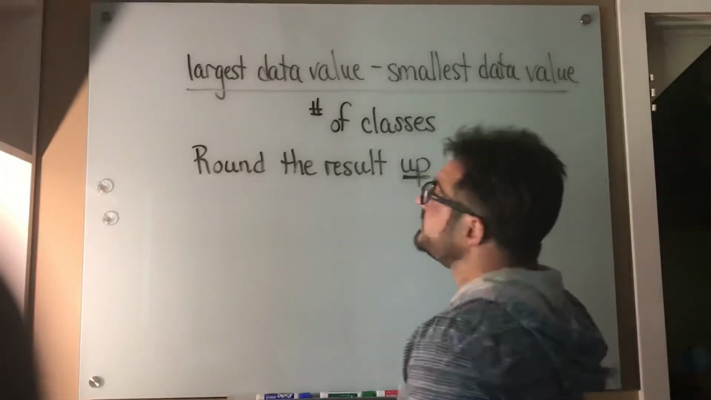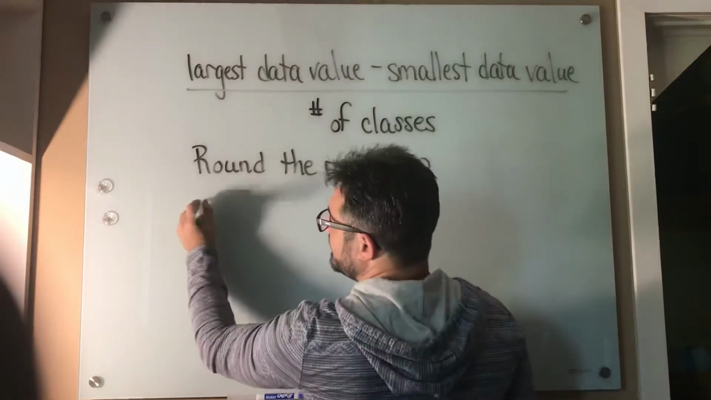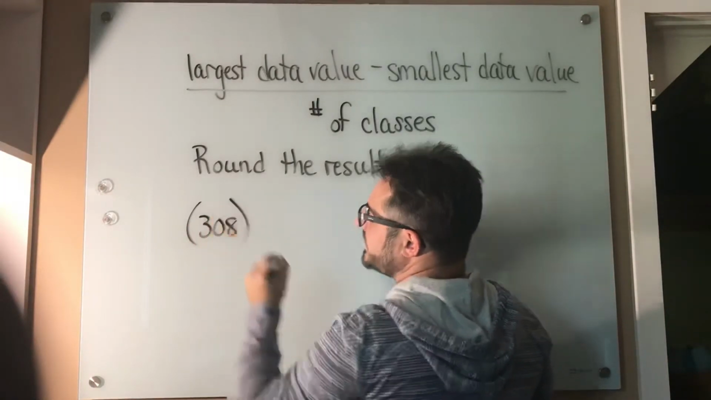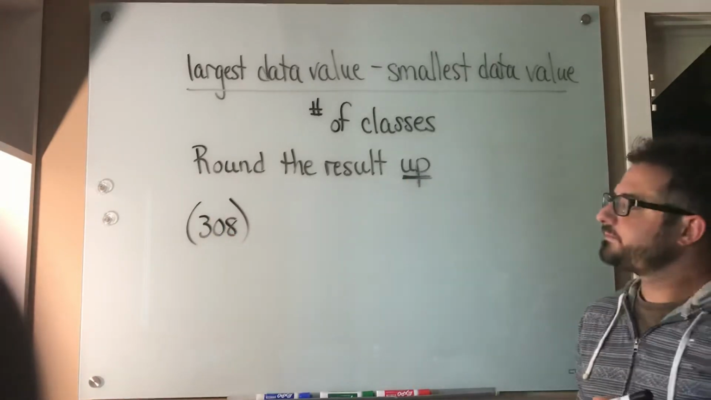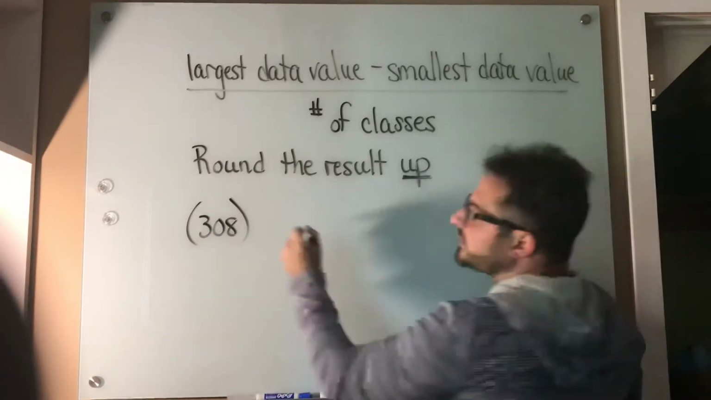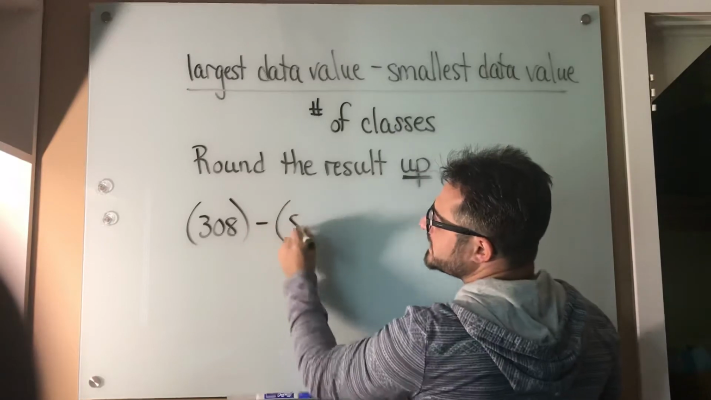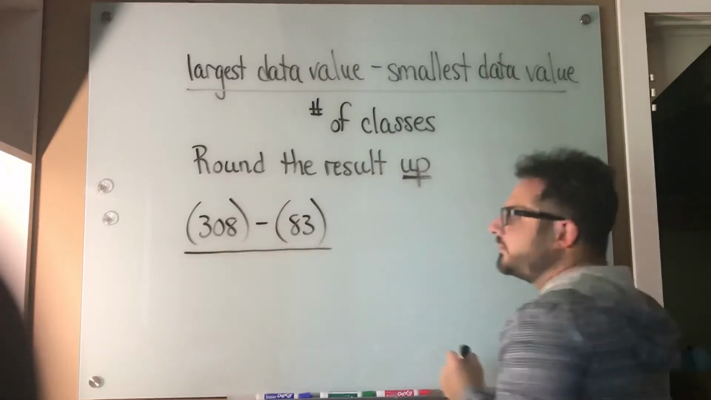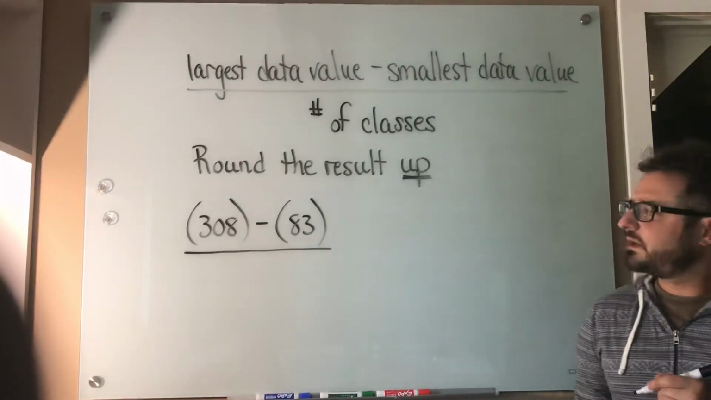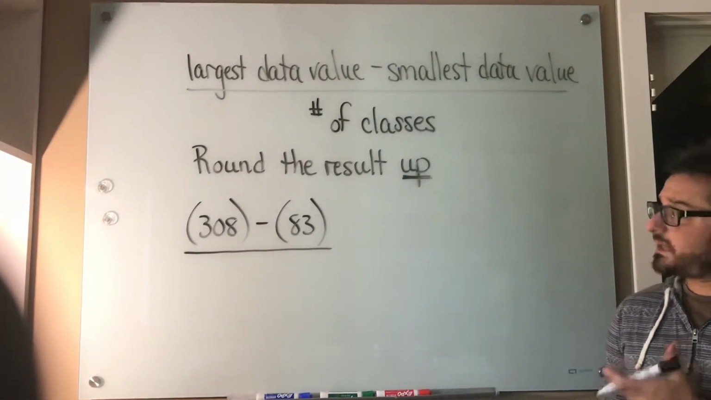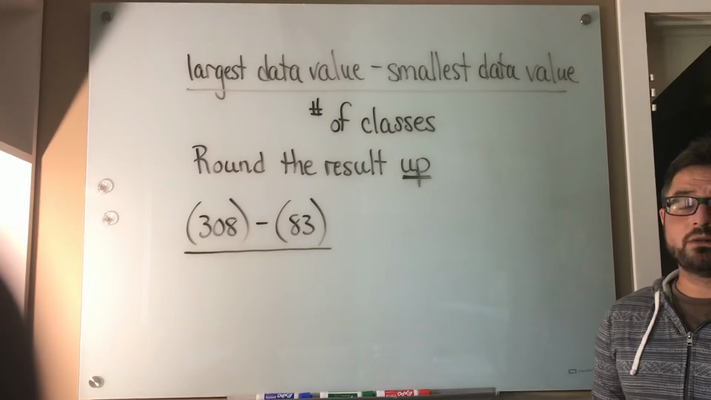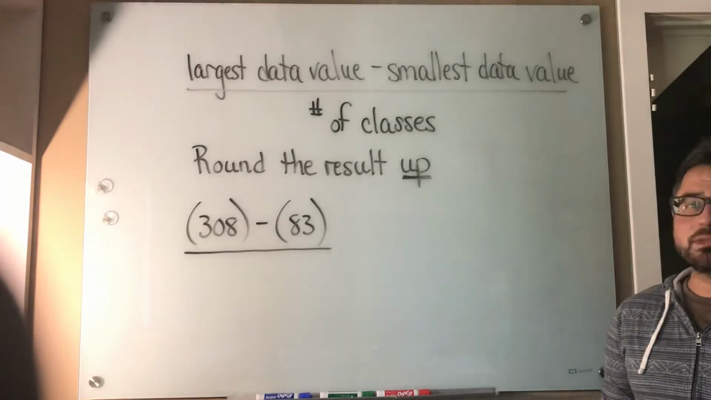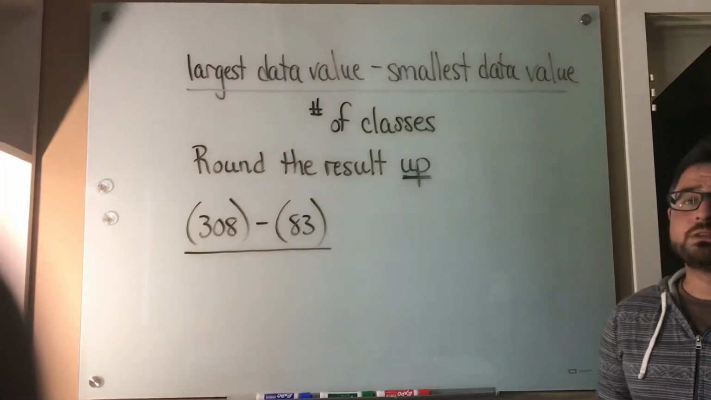So, we're using the drive-through service time data, and the largest value in the data set is 308 seconds. The smallest value in the data set is 83 seconds. Now, we're actually going to use this data set for a number of things throughout this chapter. And we will use 6 classes to do it.